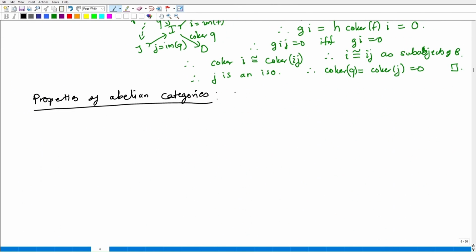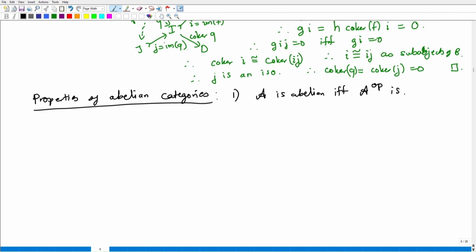So the first property that we can write down is that A is Abelian if and only if A op is. And therefore, thanks to our duality principle, which you may have forgotten, we covered it quite in the beginning of the course. You only need to prove results about kernels and products. The corresponding dual results will automatically follow. You don't have to do any extra work for them. Yes, so the duality principle is applicable.